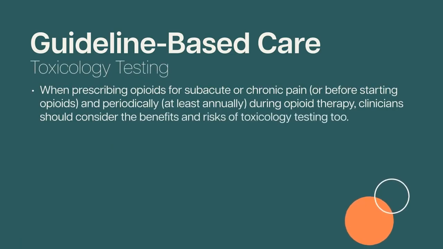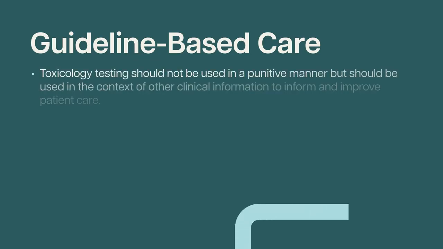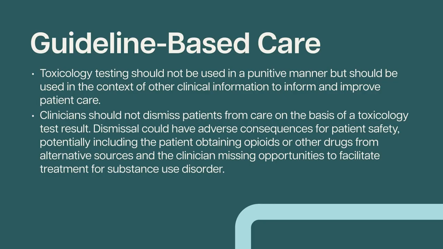When prescribing opioids for chronic pain, certainly before starting opioids and periodically during their administration, clinicians should consider the benefits, but also the risks of toxicology testing. Toxicology allows clinicians to assess for prescribed opioids and other prescription and non-prescription controlled substances that may be in the patient's system and increase the risk of an overdose when combined with opioids. Toxicology testing should never be used in a punitive manner. It's solely another tool to gather clinical information to inform and improve patient care. Clinicians should never dismiss a patient from care on the basis of toxicology testing alone.